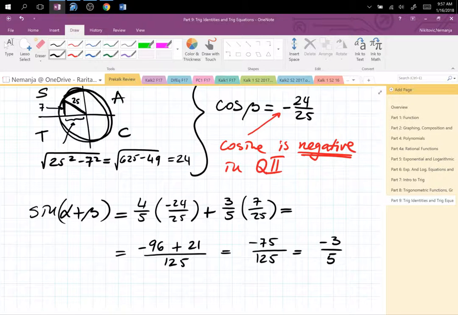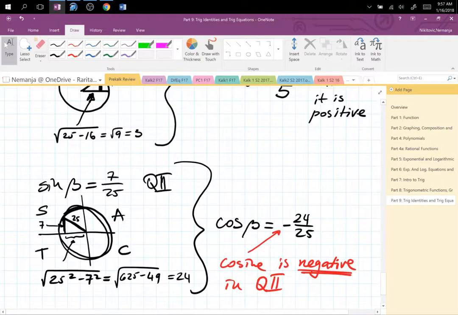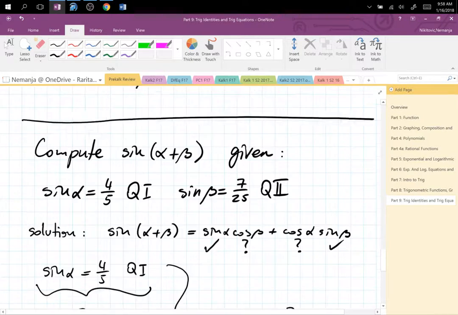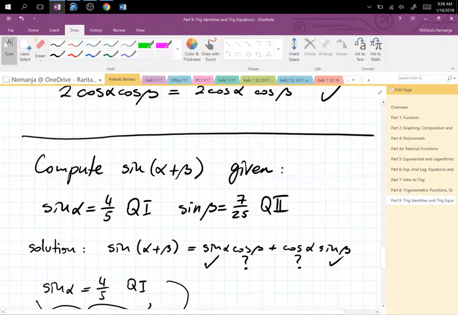So there you go. The question clearly says compute sine of alpha plus beta given sine alpha and sine beta. You found cosine alpha and cosine beta because you need them for the formula, and you just plug everything in, sine alpha for sine alpha, cosine beta for cosine beta, and so on.